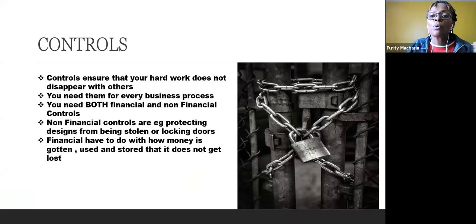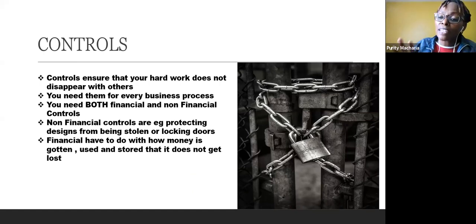Now I want to talk a little bit about what we call controls. Controls, and I've put a padlock there, because in the finance world, we call them controls. But what they are, they are padlocks or some hedge around. You've worked so hard, you have earned all these profits, all this money, or you've come up with some products that are unique. Do not let them disappear into thin air by not having controls. So controls ensure that your hard work does not disappear with others, and we'll talk a little bit about that.